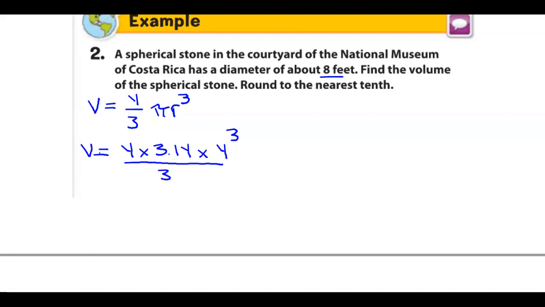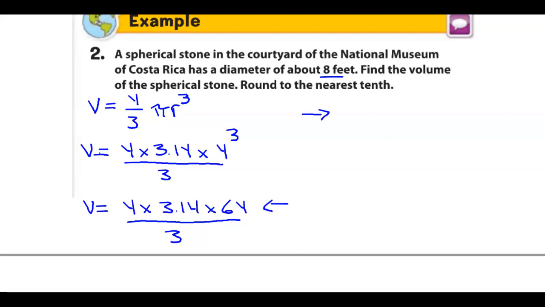So the volume is equal to 4 times 3.14 times 4 to the third power. That's 4 times 4 times 4, which gives me 64. And then we're going to divide that by 3. Let's multiply the numerator, just going straight across with the numerator. I think I'll put that up here at the top.